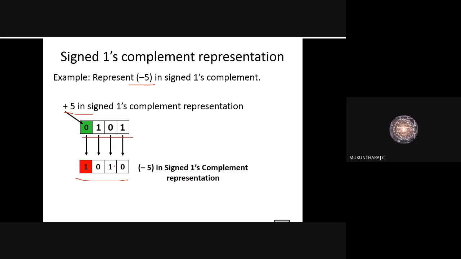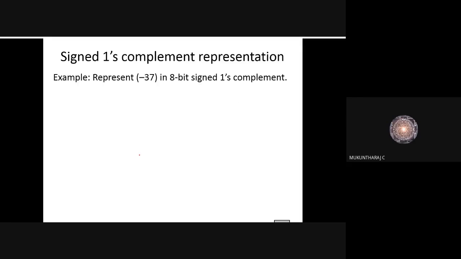Clear? In signed magnitude representation, we just change the MSB bit alone, correct? But in signed ones complement representation, the positive number will be the same. The positive number will be the same in all the 3 formats. In signed ones complement representation, you take the ones complement of your positive equivalent number. As per this example, your positive equivalent is 0101. You take the ones complement of this number, so it becomes 1010. This is how a signed number can be represented in signed ones complement form. We will see some more examples.